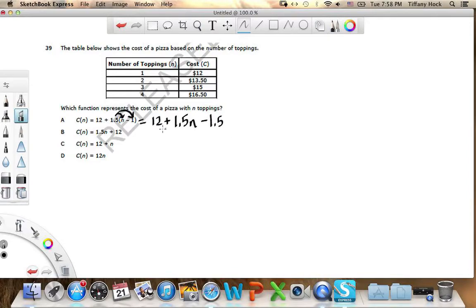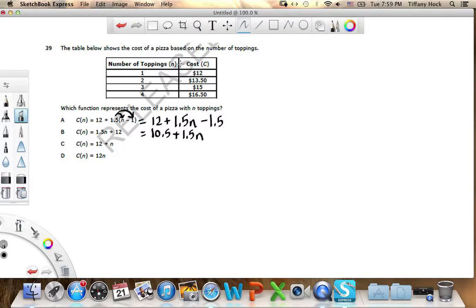Okay? And then I want to simplify this just one more step. 12 minus 1.5, I can combine these since they're just numbers. 12 minus 1.5 gives me 10.5, and I have plus 1.5n. Once we simplify this, it looks more like something we would normally expect with an equation. And if you look, all of these just have n to the first power, no squared or anything, so that means these are linear equations. So we expect a constant rate of change.